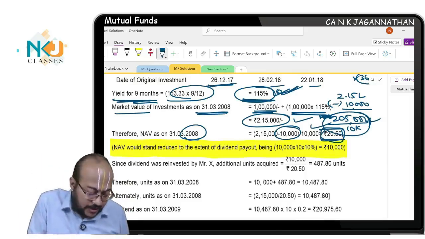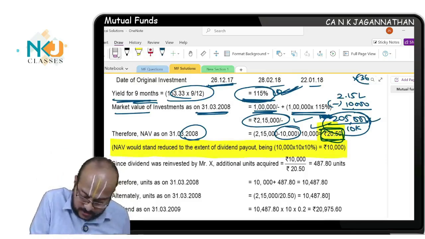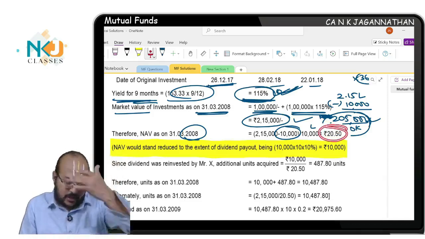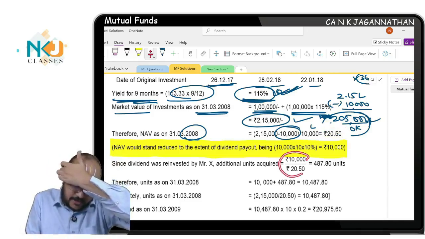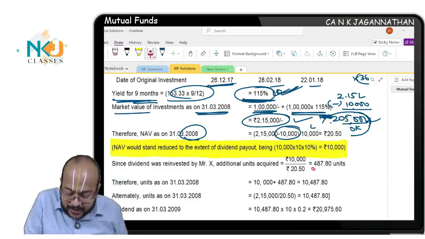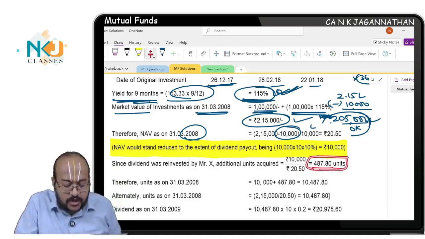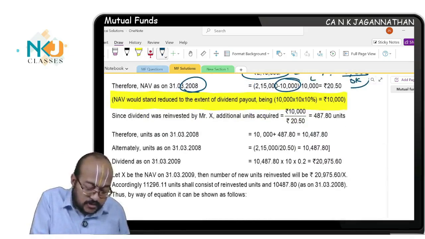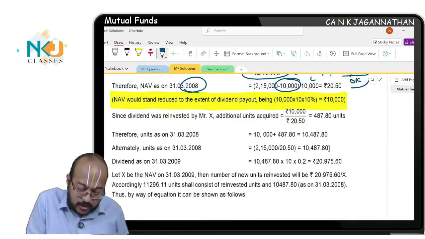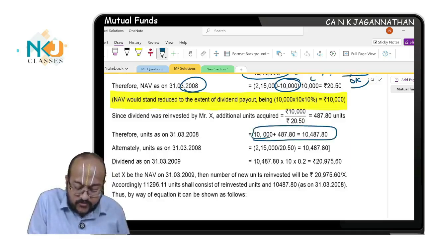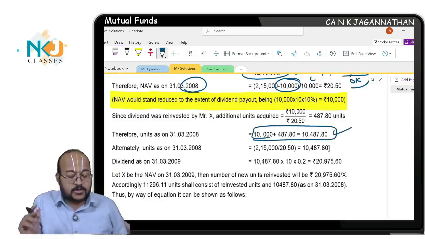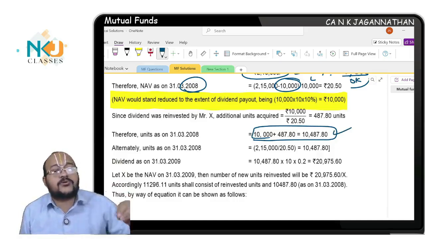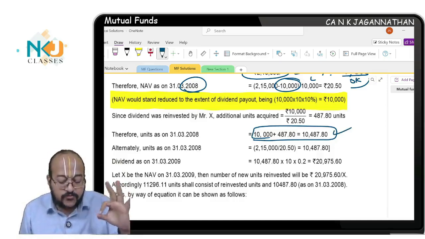What will I do on that date? What was the NAV? 20 points. See here, I have written here. On that date, NAV was 20.5. So by using 20.5, 10,000 divided by 20.5, additionally 487.8 units he will receive. This total number of units, along with the initial 10,000, how many units will be outstanding? 10,487.8. Are you all understanding? 31/3/2008 closing NAV is 20.5. Number of units outstanding on that date will be 10,487.8.